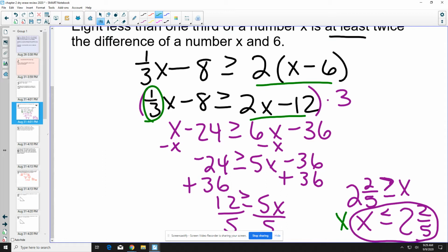Remember, your variable needs to come first. So your solution is x is less than or equal to 2 and 2/5, or x is less than or equal to 2.4.